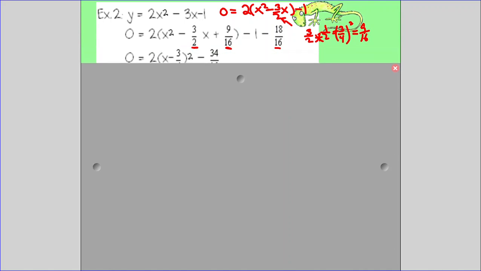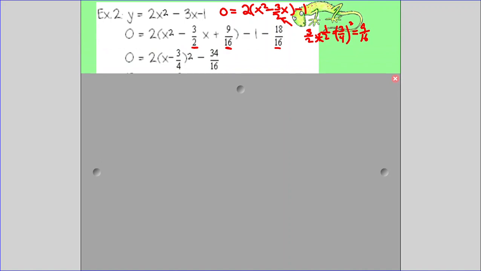Our next thing is to combine the minus 1 and the minus 18 over 16, so we need a common denominator. Minus 1 would have a common denominator of 16 over 16. And so I'd have minus 16 over 16, minus 18 over 16, which would give me minus 34 over 16, like we see for our next step. If I take half the b value, then I get 3 over 4. And so that's why the 3 over 4 is inside the bracket for the next part.